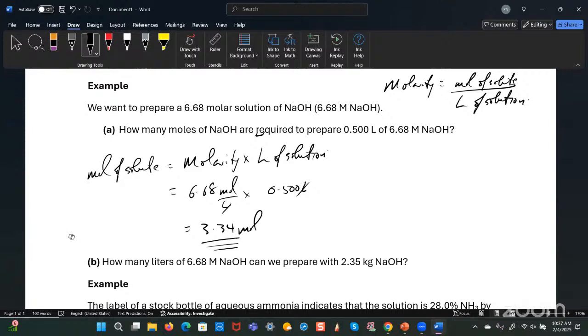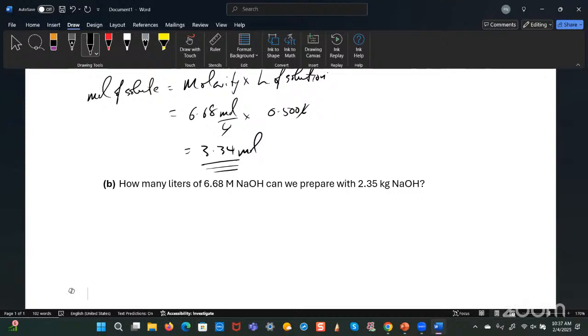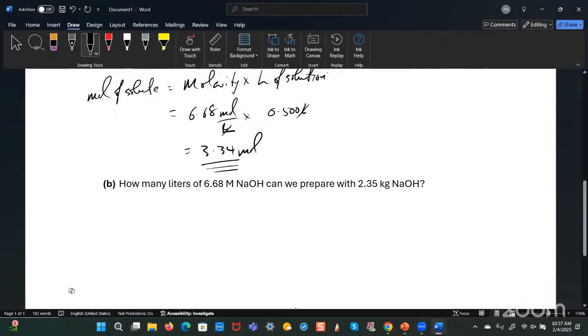Any questions? Okay. So let's move on now to the B part. Go down here, here's the space here. Okay, so the B part is asking, oh, yeah, the question? What do you have under the 6.68 moles per liter? That should be L. So this L cancels out with that liter unit, right? Okay, B. How many liters of 6.68 M sodium hydroxide can we prepare with 2.35 kilograms of sodium hydroxide?